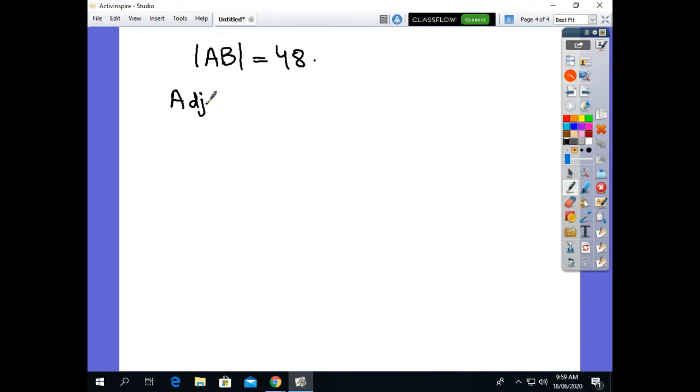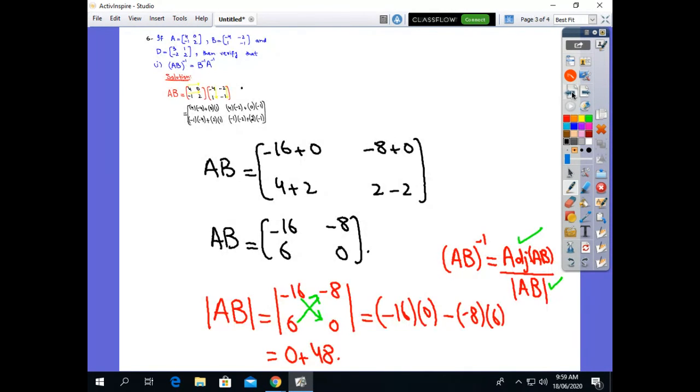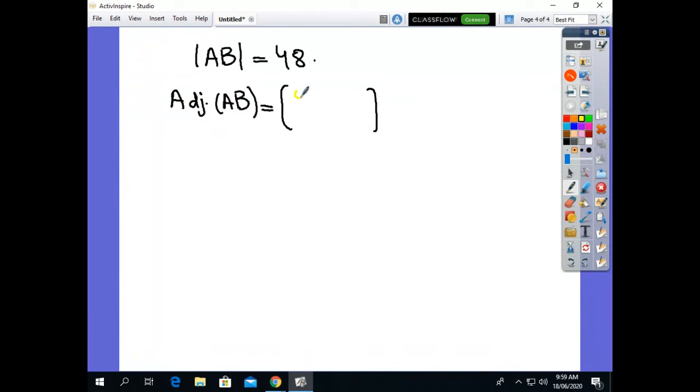Now we find the adjoint of matrix AB. In the adjoint of matrix AB, we interchange the values of the principal diagonal. The values of the principal diagonal are 0 and negative 16. We interchange the values of the principal diagonal.